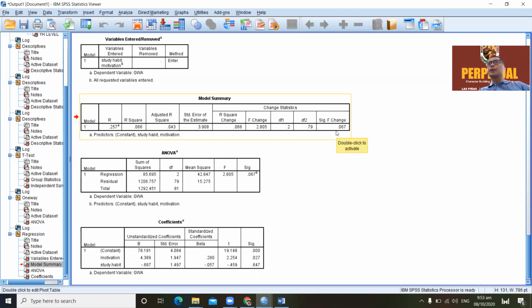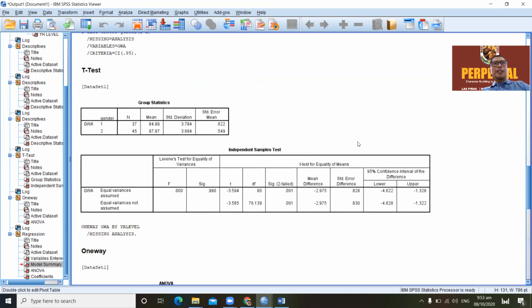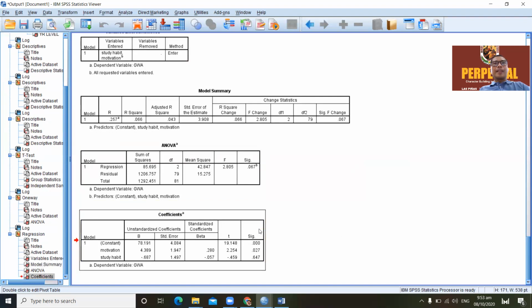However, let's try to look at the individual effect. What if it's just study habit alone? What if it's just level of motivation alone? Would it significantly predict academic performance, and to what degree? What percent of change would it do? Okay, let's go back to the table that we have and look at the final table. You have here the Sig table, and also the table for motivation and study habit.